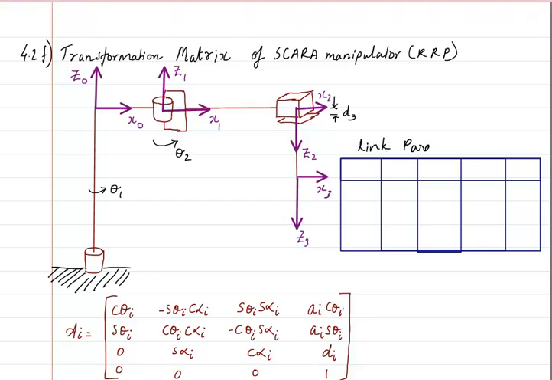Link parameter table, and based on the value of i, which in our case is going to be 1, 2, 3, I will try to fill up the values of theta i, d i, a i, and alpha i. So let us look at the first one.